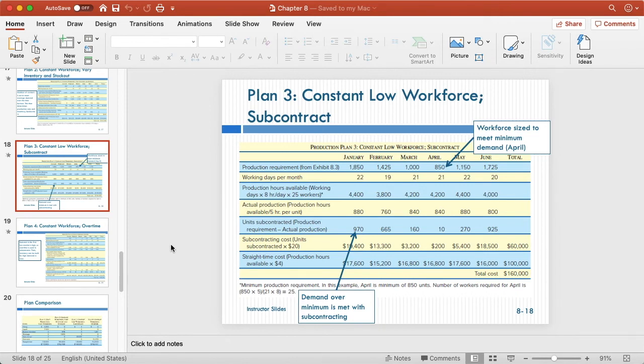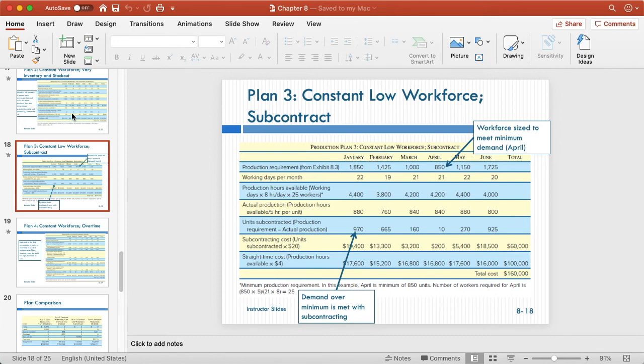The third plan is actually simpler. The third plan corresponds to the subcontracting strategy. The main point here is similar to what we just mentioned, but it's still a little bit different. In the third plan, the key point is that you keep a constant low workforce. What is the constant low workforce? I will explain in just a second. And then you subcontract when you need more.